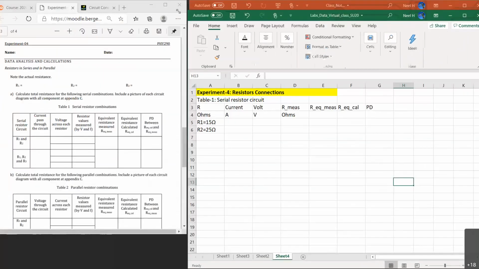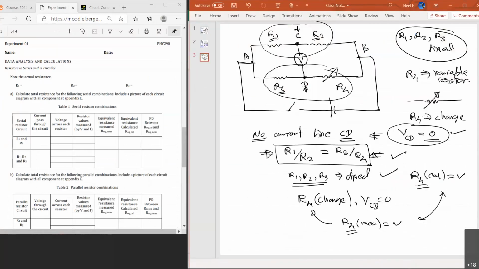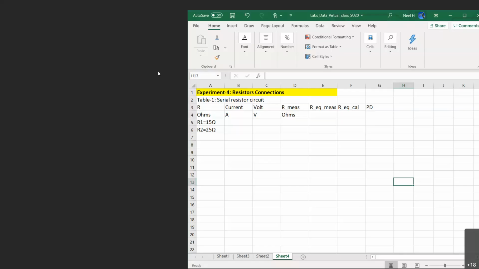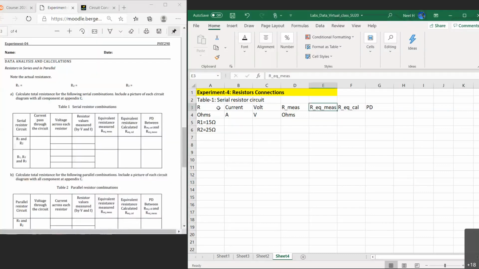Okay. So let me get rid of this PowerPoint, because if I share many things, sometimes this does not let me work on the Excel sheet properly. Let me get rid of the PowerPoint. Okay, so now it should be fine.